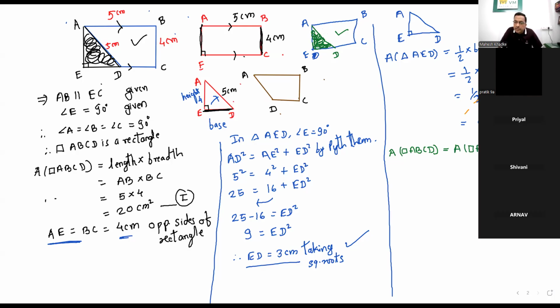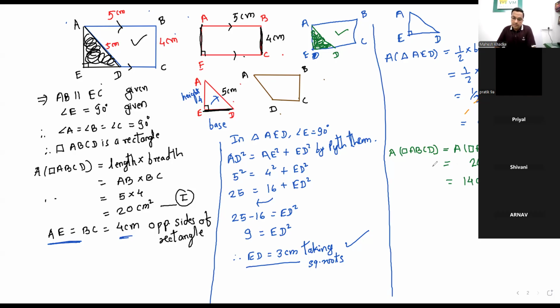समझ में आ रहा है शिवानी, प्रियल? If understood, just give me a thumb. Then this becomes 20, this becomes 6, and 20 minus 6, that is 14 centimeter square. Got the value? समझ में आया?